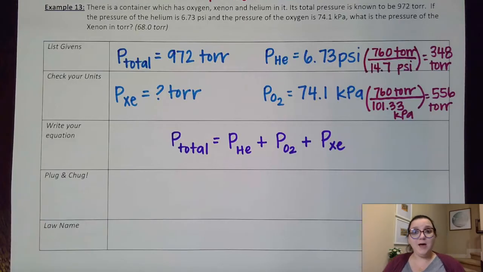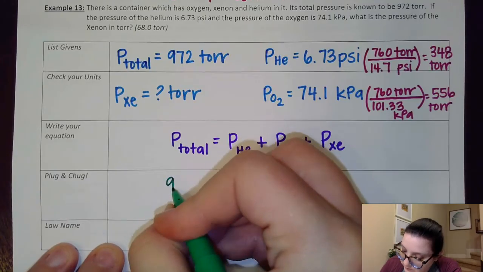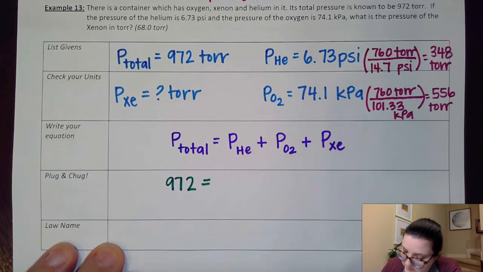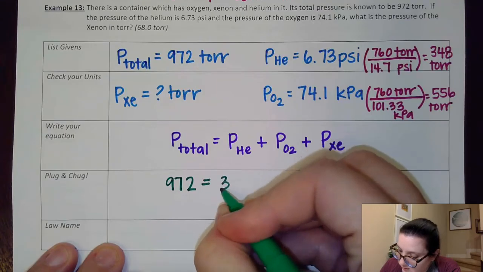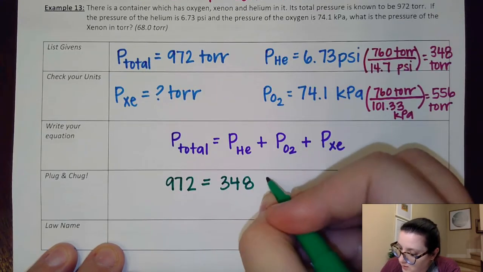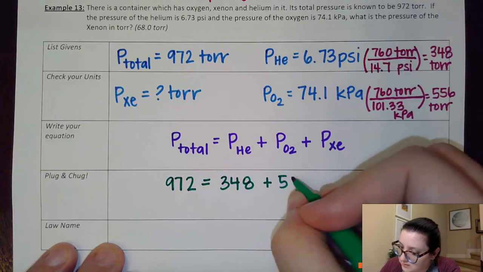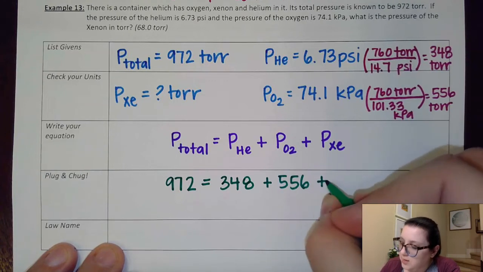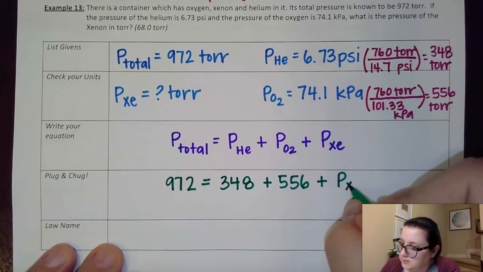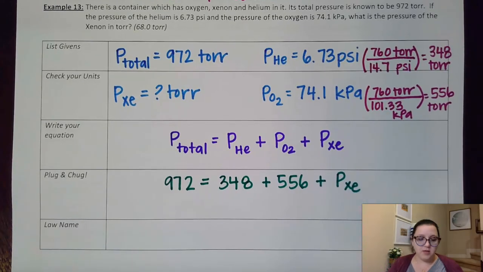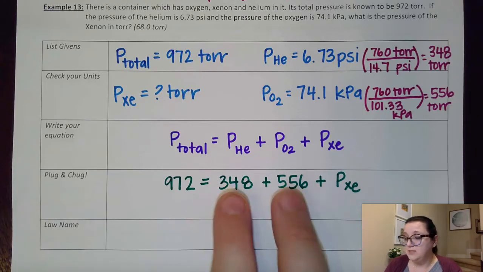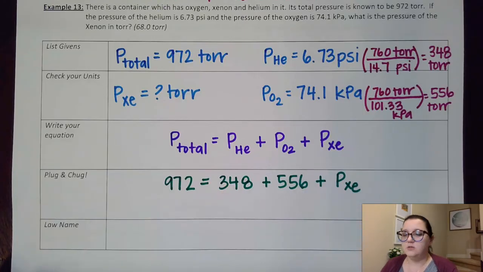All right, so now we've come to the plug and chug part of this, okay? P total was 972. Pressure of the helium was 348 once I converted it to torr. The pressure of the oxygen was 556 once I converted it to torr. And my pressure of my xenon is my unknown. So again, if it makes you feel better about algebra, you could always put X there. Now, since this is added here, obviously to get pressure by itself, I would need to subtract these over here. So a little bit different than the math we did the previous day.